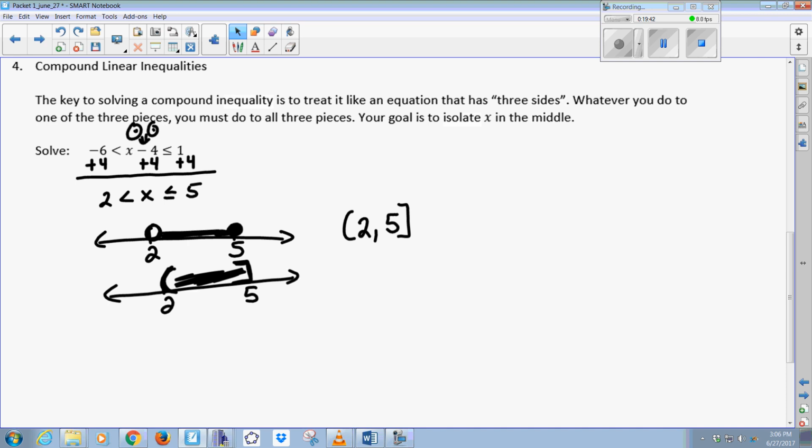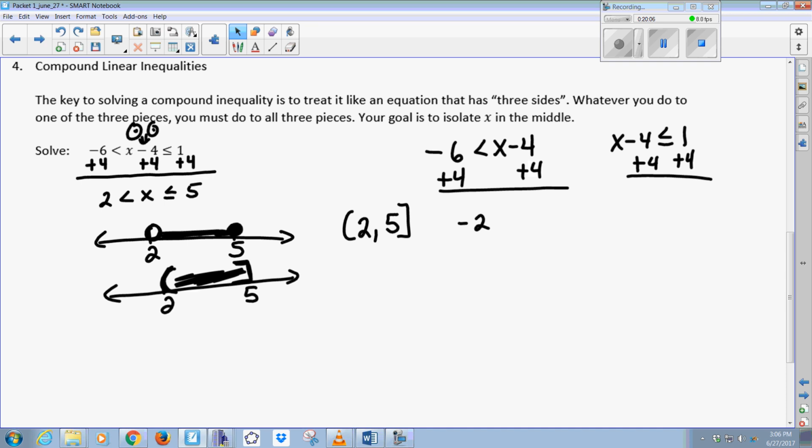If that is difficult for you, then what you can do is you can just separate the two pieces. You can say x minus 4 is greater than -6, and then you can say x minus 4 is less than or equal to 1, and just solve each of these as we did before. If it's easier for you to keep it as two separate inequalities, that's okay.